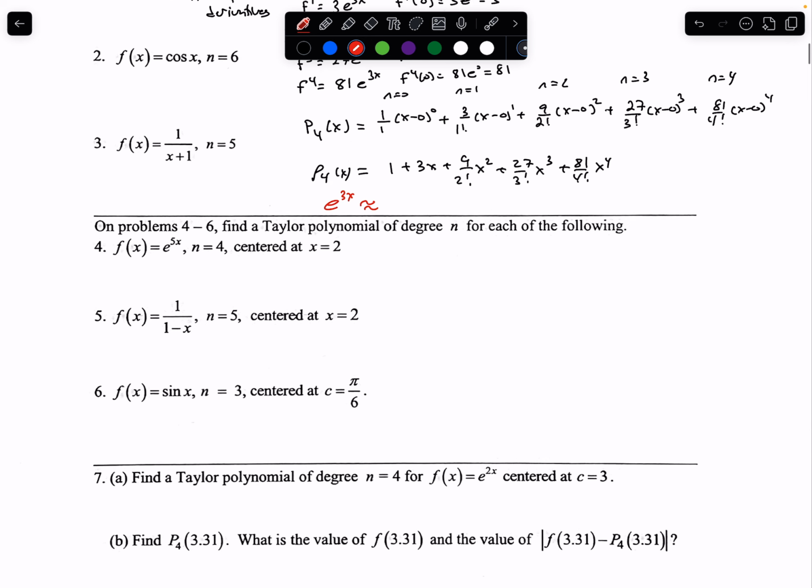But I want to take a look at number 4. Let's not do number 4. Let's take a look at number 5. Oh no, we have a trig function here. And so for number 6, I'm sorry, we have a trig function right there.